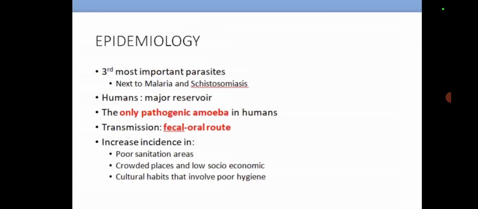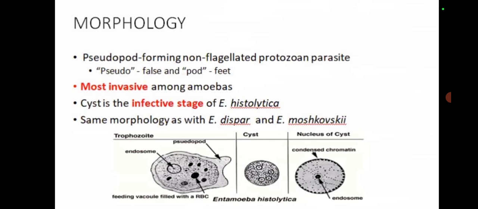Transmission is by the fecal-oral route. The incidence increases in areas with poor sanitation, crowded places, and low socioeconomic status, and with cultural habits that involve poor hygiene. Morphology: a pseudopod-forming, non-flagellated protozoan parasite. Pseudo means false, pod means foot. They have a false foot shape. They are the most invasive among the amoebas.